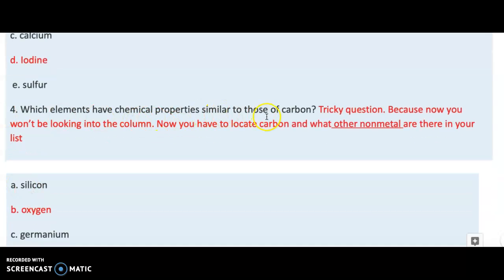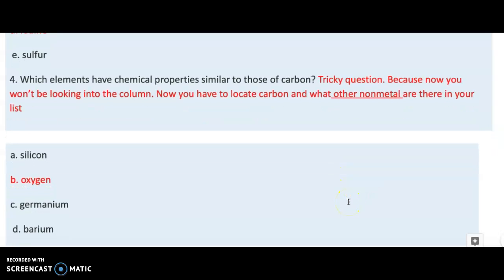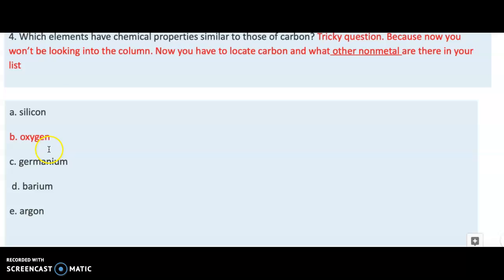Which elements have chemical properties similar to those of carbon? This is a tricky question because here you'll need a periodic table and you have to know where the other nonmetals are. Carbon is in a group called other nonmetals, and it's a little bit weird how it is in the periodic table, but the only other is oxygen. Silicon might be a possibility for the other answer, but it's not actually an other nonmetal like carbon. Oxygen and carbon have more in common.